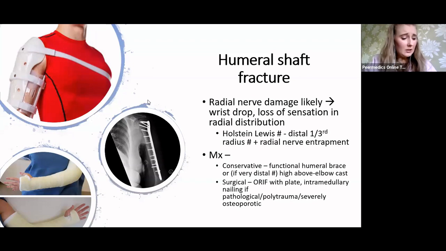And again, you want to get your AP and your lateral x-rays of this, just to check which way is it rotated, is it angulated or whatever. Your conservative management is what you call a functional humeral brace. So you can see a picture of that in the bottom left there, making sure you're stabilizing the elbow, so you're stabilizing the joint below. And if you are going to manage it surgically, if it's a polytrauma, or if it's severely osteoporotic bone and you don't think it's going to heal just in a cast itself, think about doing intramedullary nailing, which you can see in the picture on the x-ray there.